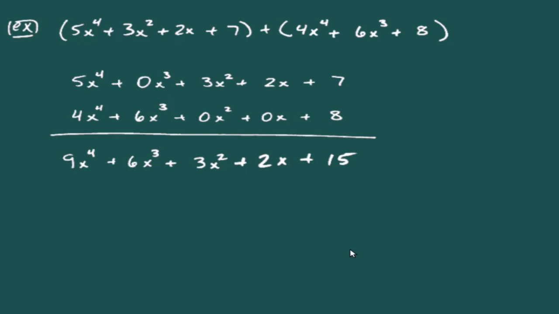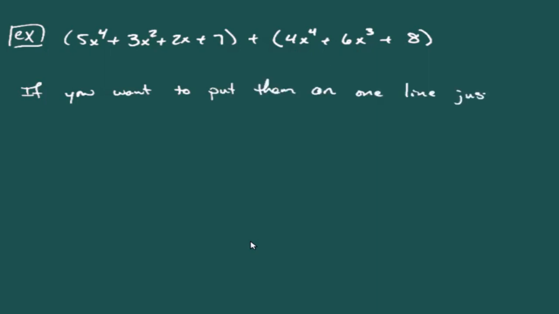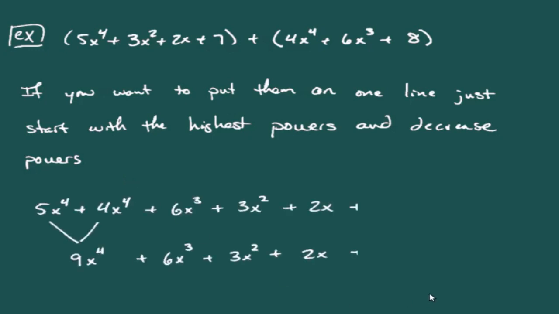So how might it look if we wanted to put everything on one line? Well, if we had our 5x to the fourth plus 3x squared plus 2x plus 7 plus our 4x to the fourth plus 6x cubed plus 8, if we want to put them all on the same line, then we're really just, again, starting with the highest powers and going down, decreasing all of the powers. The only difference here is that we don't necessarily need the 0 placeholders because everything is on one line. And so we're putting our highest powers, our x to the fourth powers, so 5x to the fourth plus 4x to the fourth.